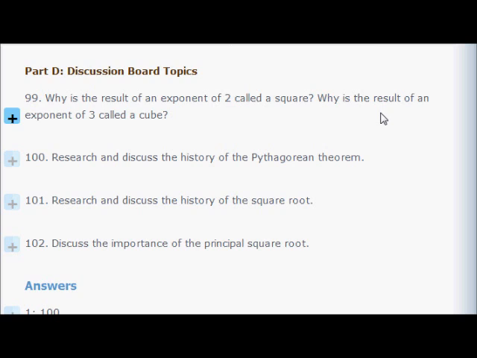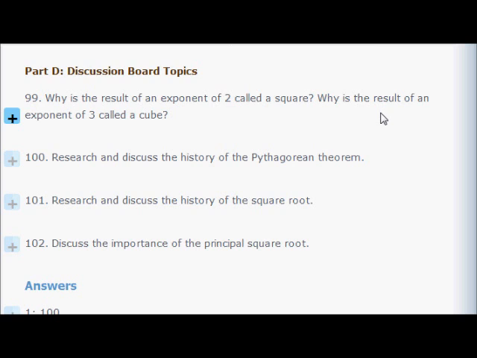So what if you have an exponent of 2? Let's say you have 3 squared. What's the length of each of those sides of the square? Well, they're each equal to 3, right? And so you're actually calculating the area of that square, which is 3 squared, which is 9.